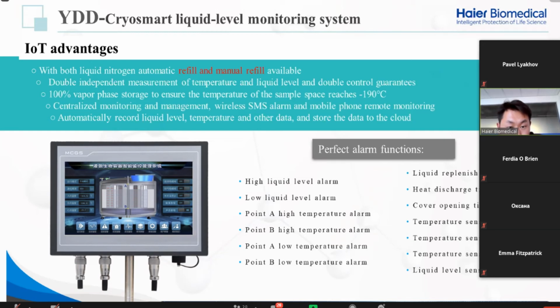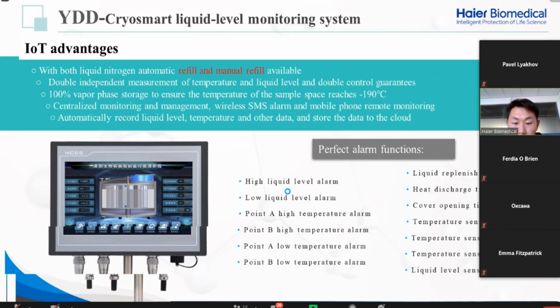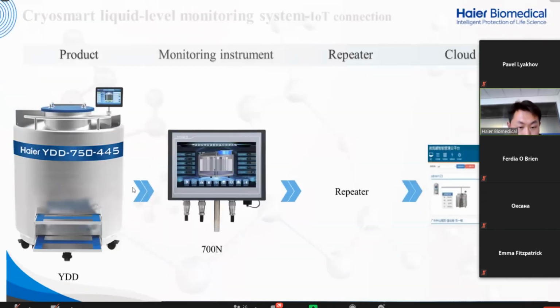And with this system, this IoT system, the N700 model, they can make it automatically refill, because before it was normally manual filling and refilling. But with this system, it can be automatic refilling after you link it with a YDZ liquid nitrogen container. This is the system.